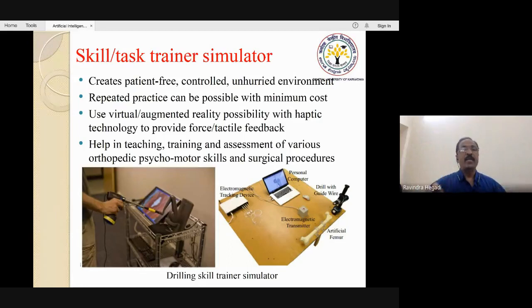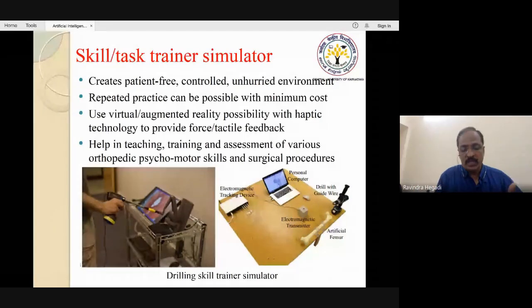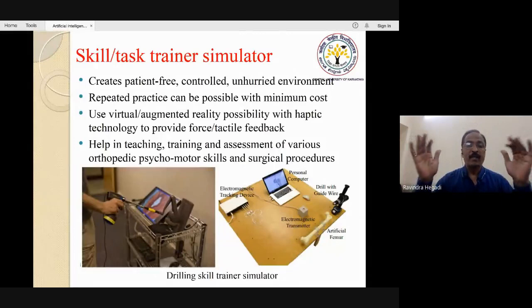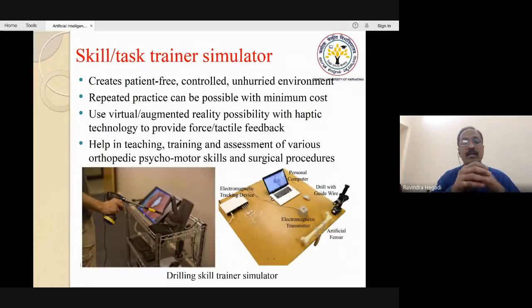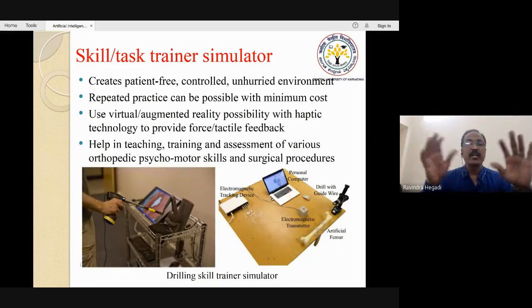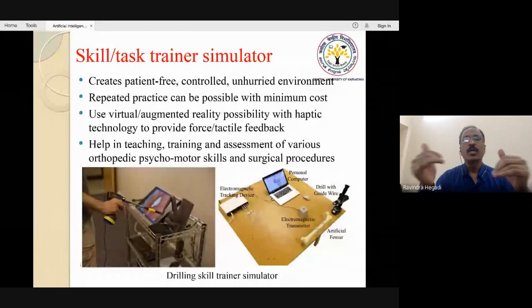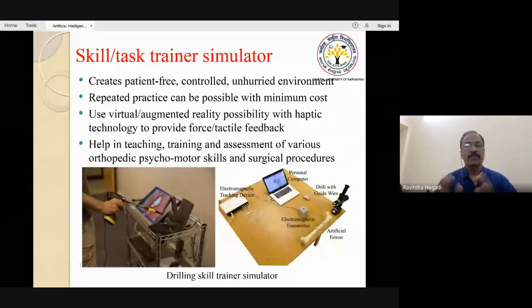So this environment is patient free. When the training is being conducted, the person who is getting training need not worry, because there is no actual patient, and you need not worry about life and death. And it is a controlled environment where experts will be monitoring you while conducting the training. You need not hurry, because the patient is not going to die in this situation. You have to do it with a comfort level, without any tension.